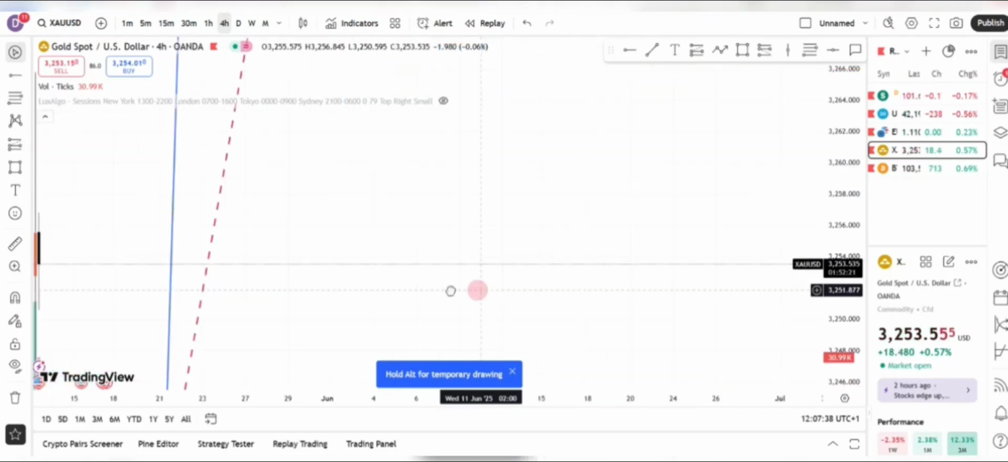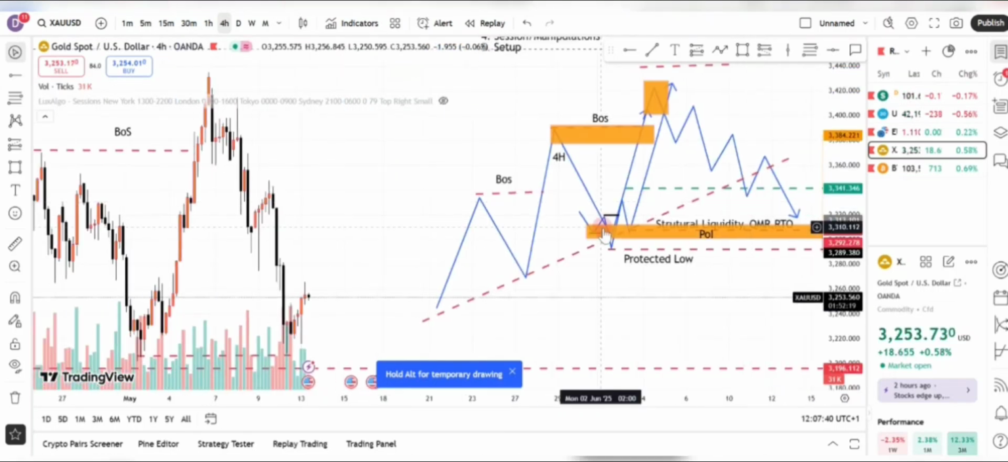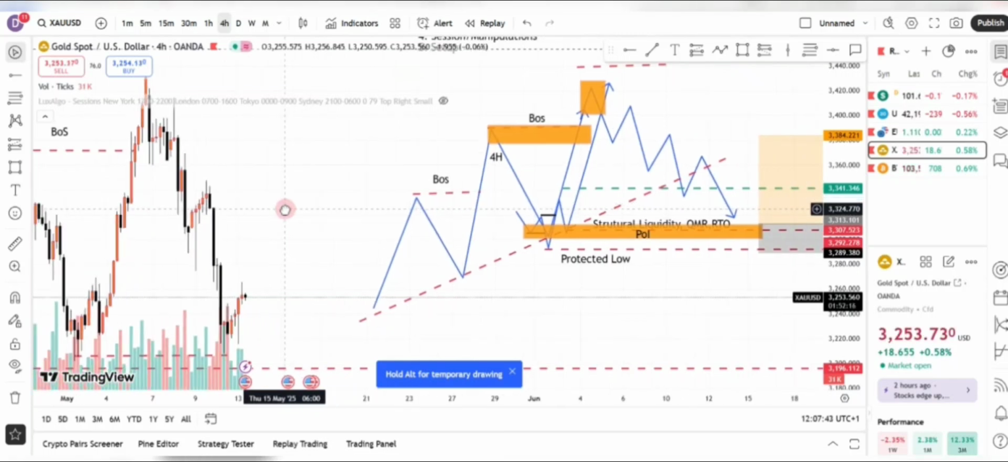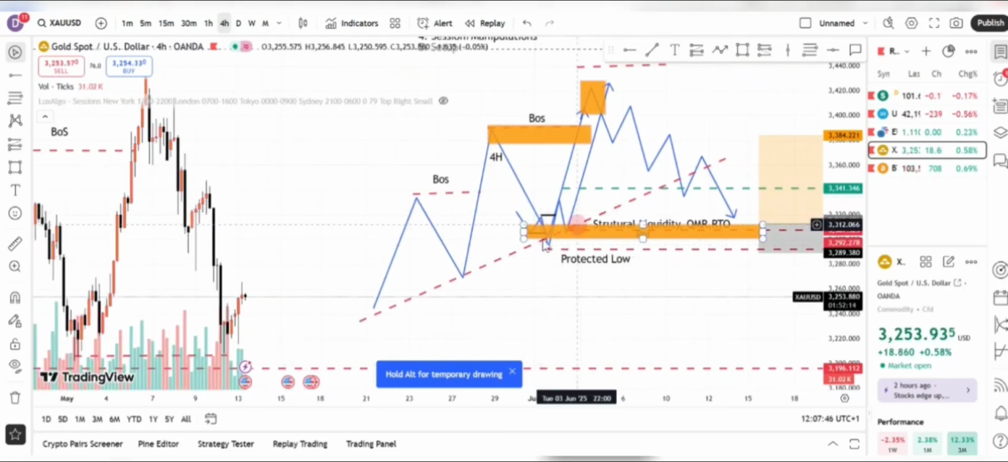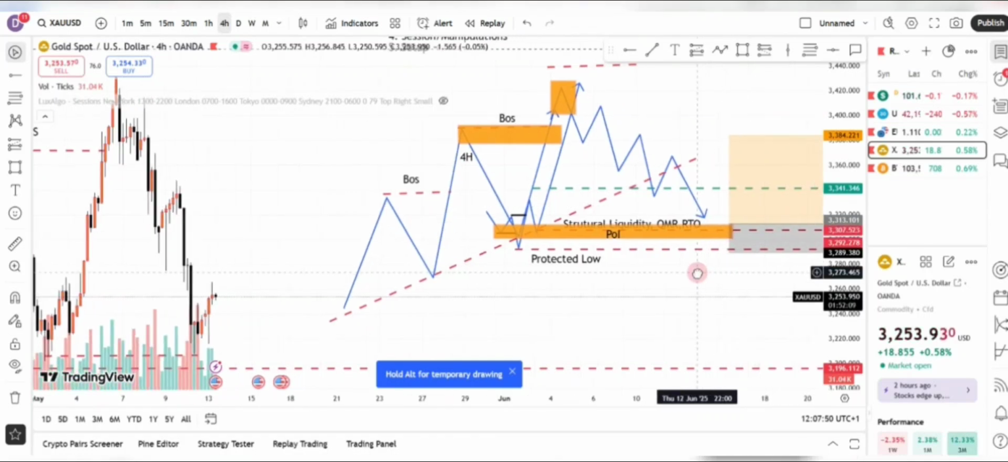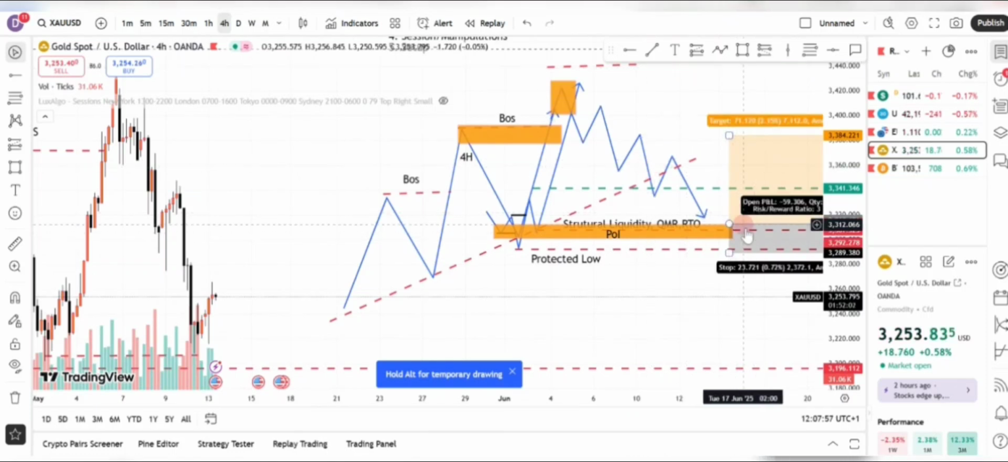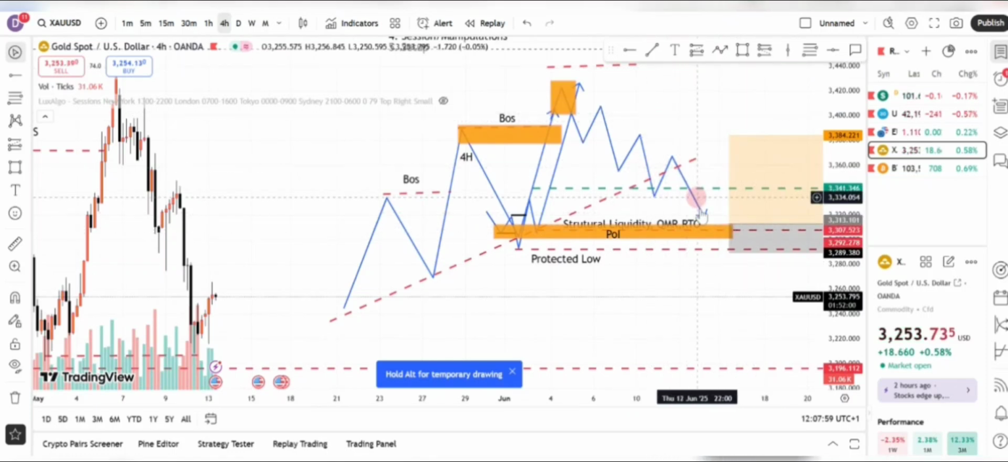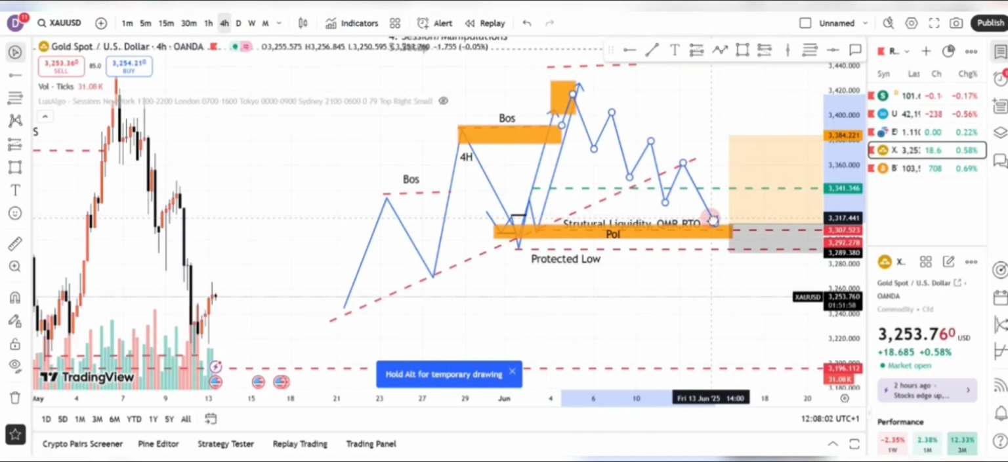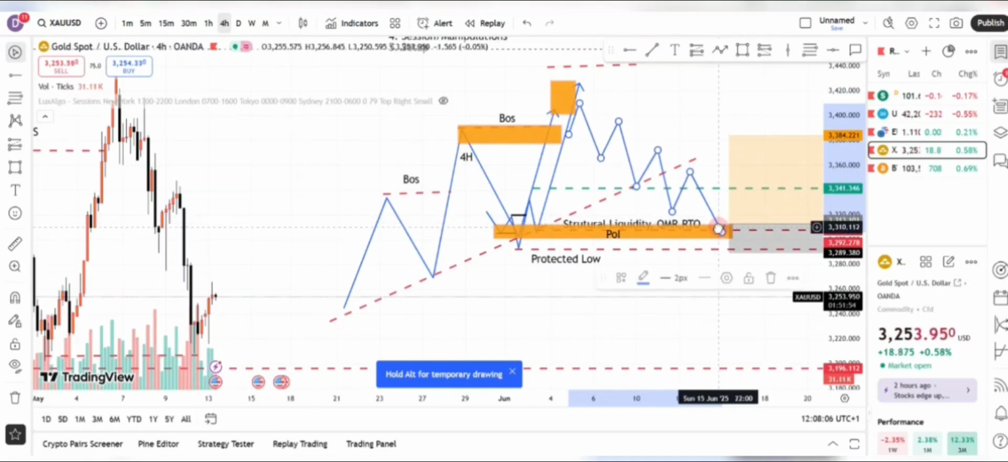Now this is it. That is all about the model. You can go and learn other things like liquidity and all of that. Once price taps into this zone, hear me, this is a higher time frame, the 4 hours. Once price taps into here, boom, on the 4 hours, that's my point of interest.